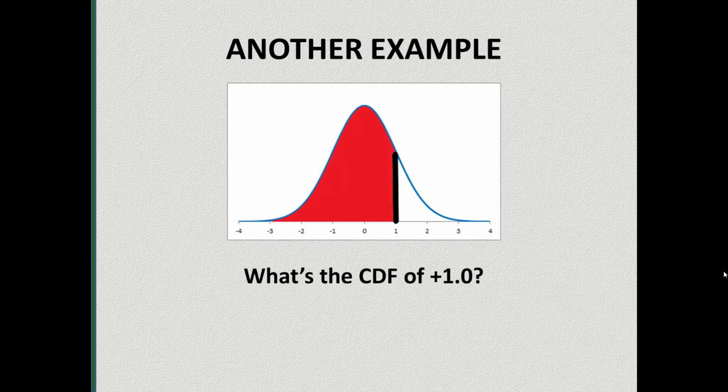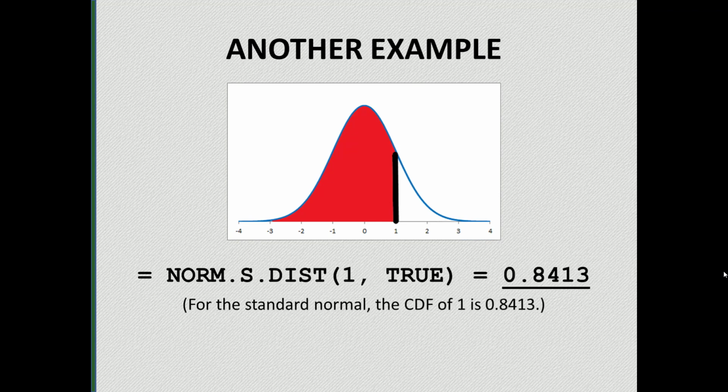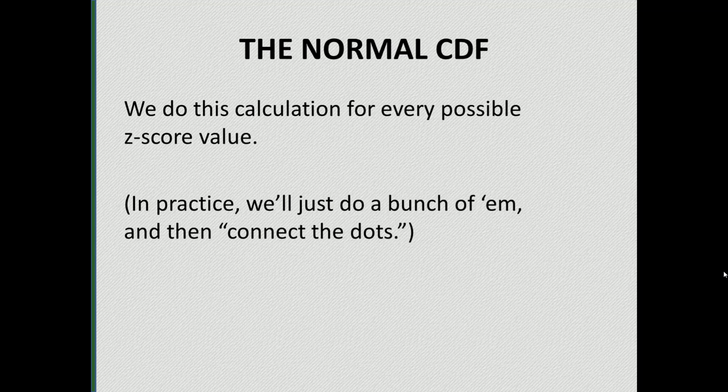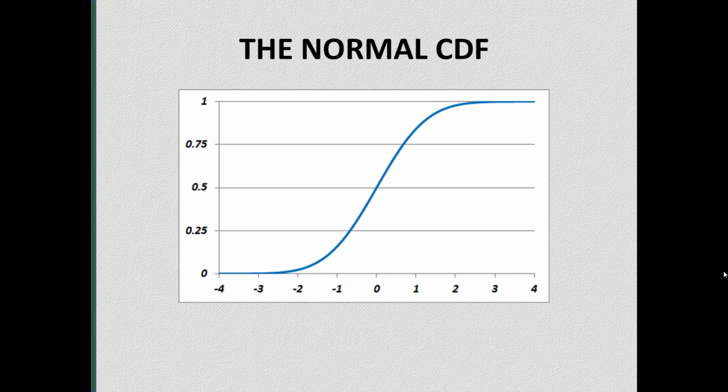Another example, what's the CDF of +1? How would we find that? We want the area from 1 on down. NORM.S.DIST of 1 is 0.8413. That's the CDF of 1 for a standard normal distribution. And we can do this for any value in a normal curve. In practice, you'll just do it for a bunch of them and then connect the dots, so to speak. And we'll get a picture that looks like this.